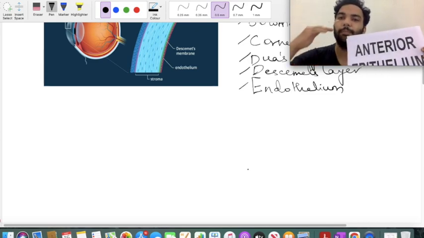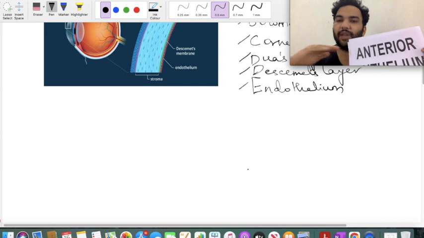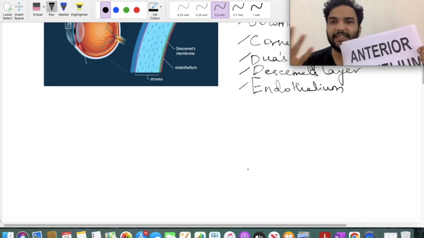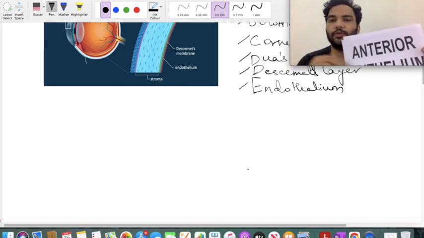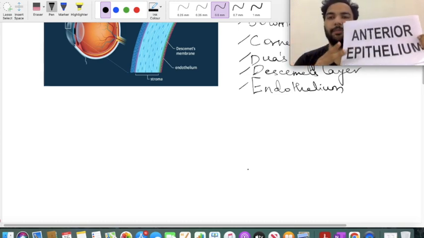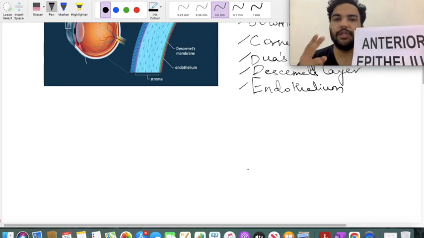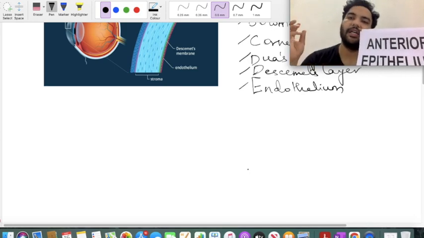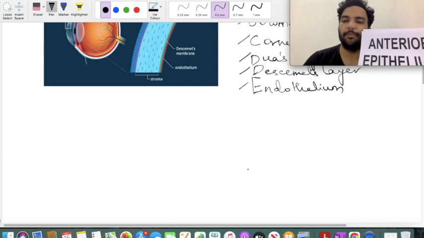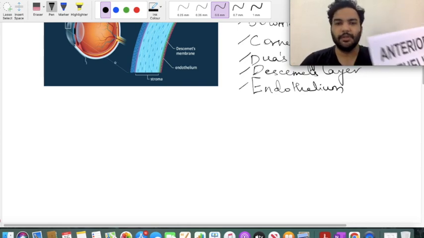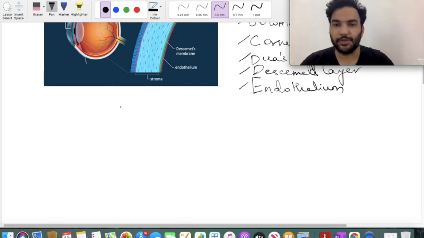Stratified in the sense there are multiple layers. Squamous means flat cells. Non-keratinized because keratinization occurs in nail, hair and skin. So in the cornea it doesn't happen. So stratified squamous non-keratinized epithelium. Number 2 is which are the organisms which can penetrate intact corneal epithelium. This is an age-old question. When I was preparing for entrance, I had this question.